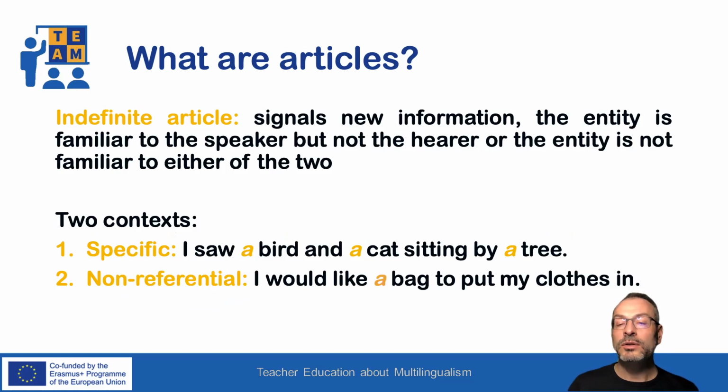In contrast to definite articles, indefinite articles are used when an entity is known to the speaker and not the hearer, or when an entity is not known to either of the two. We have again several contexts for the use of indefinite articles. Here I illustrate two of them, the specific and the non-referential. In the specific context, "I saw a bird and a cat sitting by a tree." The entities are known to the speaker and not to the hearer. In the non-referential context, the speaker does not refer to a specific entity. "I would like a bag to put my clothes in" does not refer to an entity, a bag, that is known to the speaker or the hearer.